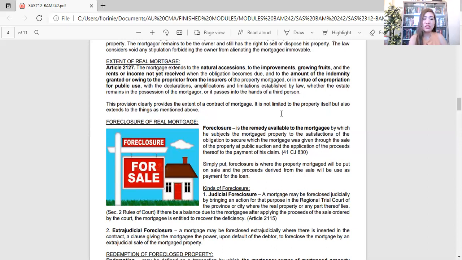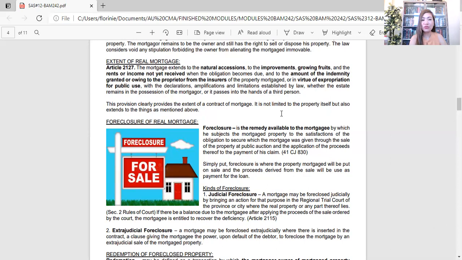So this provision clearly provides the extent of the contract of mortgage. It is not limited to the property itself, but also extends to the things mentioned above. Pag sinabi nating extend to the things that are mentioned above, ibig sabihin, ang mga bagay na ito ay kasama sa mortgage. Ayan.